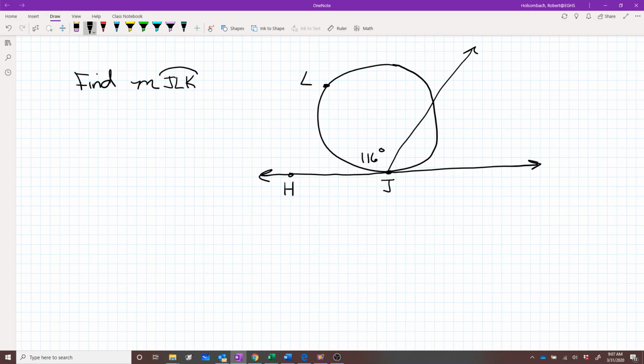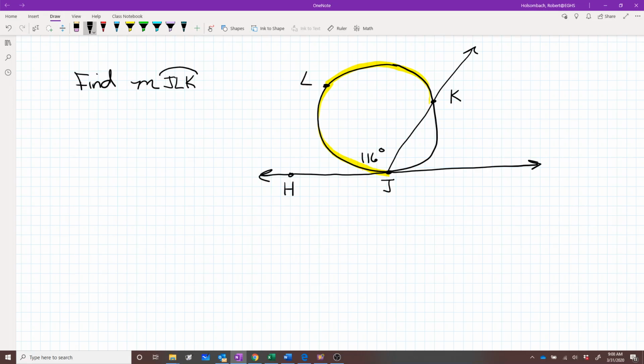Point J is our point of tangency. Alright, so we need the measure of JLK. So JLK, this major arc, starts at J, goes through L, and ends at K. Alright, so the measure of arc JLK.